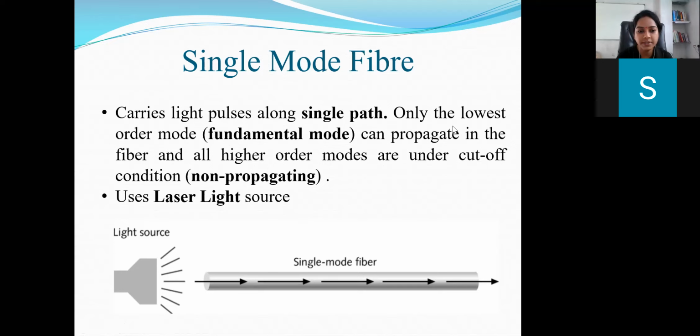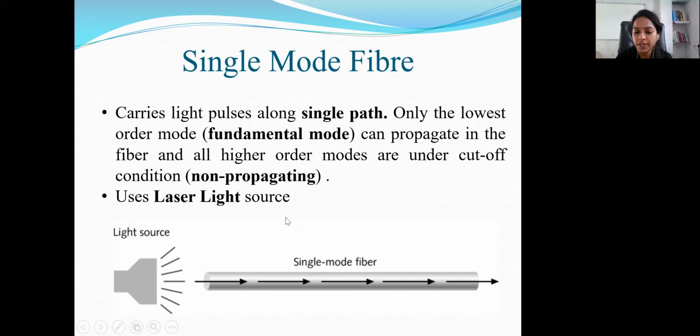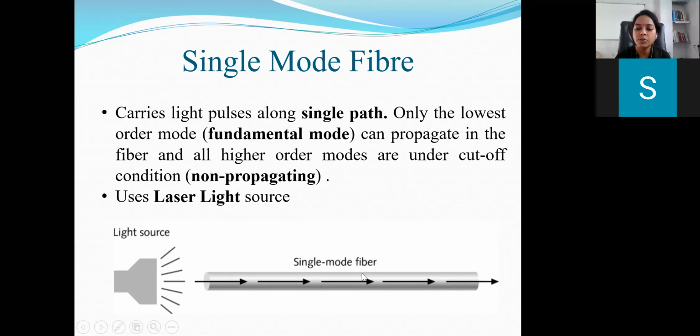Only the lowest order mode can propagate in the fiber, and all higher order modes are under cutoff conditions. This uses a laser light source. Single mode fiber means there is only one path to propagate the light inside the cable. So how does it look?